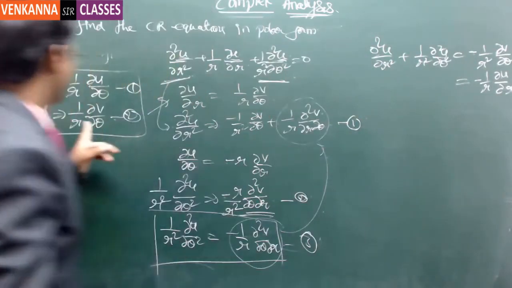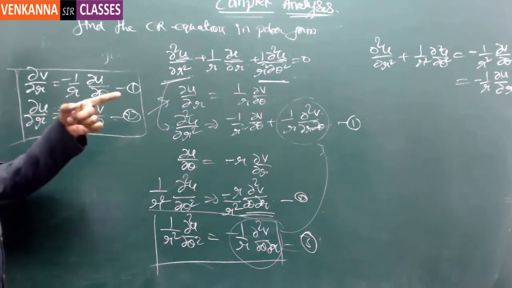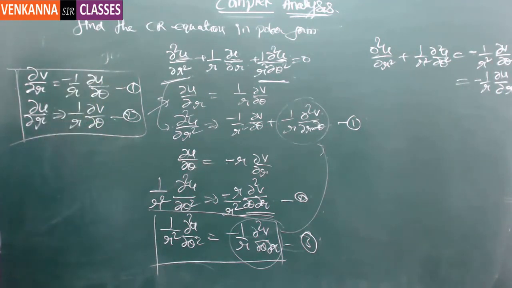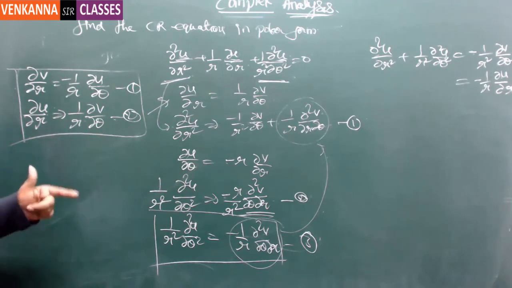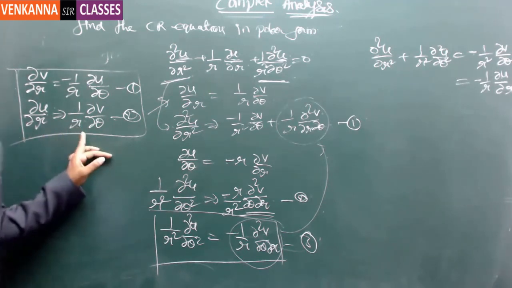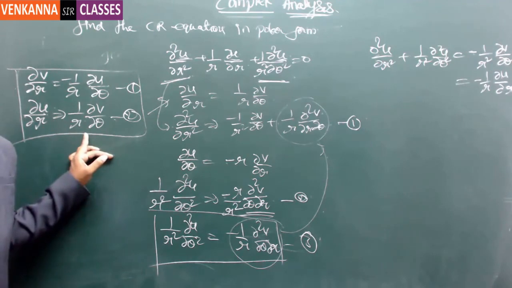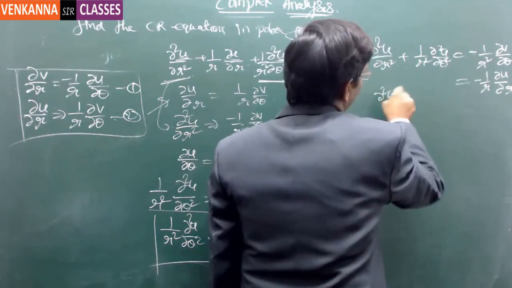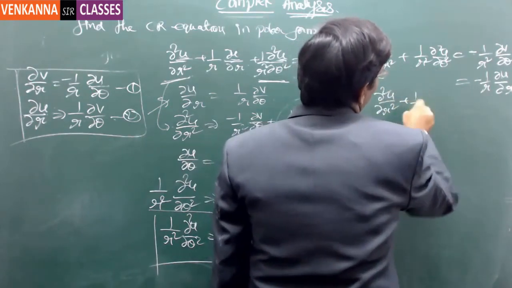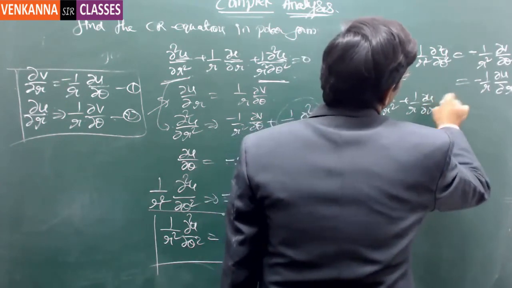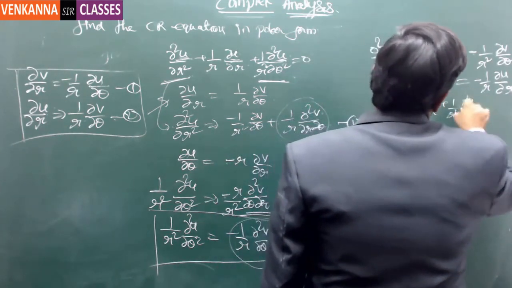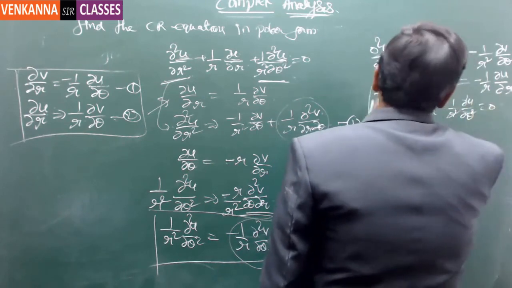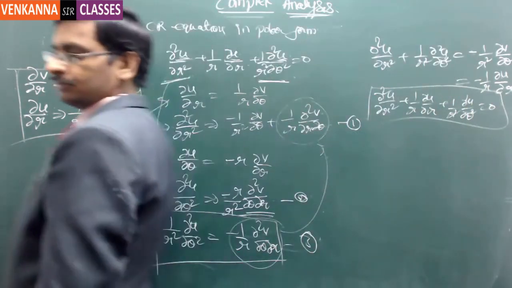So this value from the second part of the CR equations, I have brought that relation. Minus 1/r² into ∂v/∂θ can be replaced with 1/r into minus 1/r into ∂u/∂r. Got it or not, everybody? Yes or no? Then you can bring this to the other side. So this is ∂²u/∂r² plus 1/r times ∂u/∂r plus 1/r² times ∂²u/∂θ² is equal to 0. That's it.